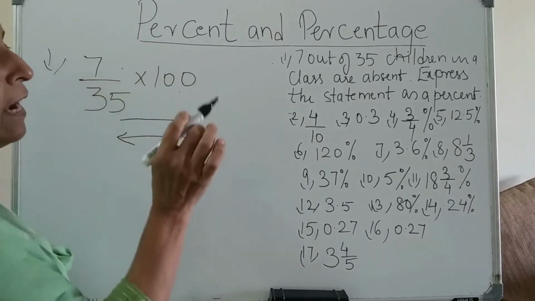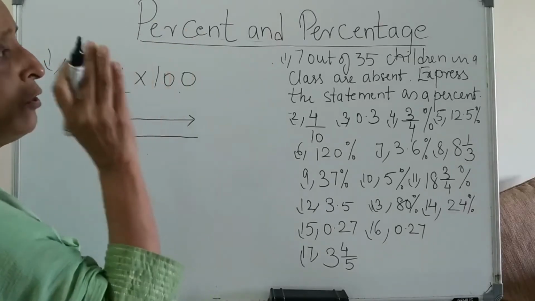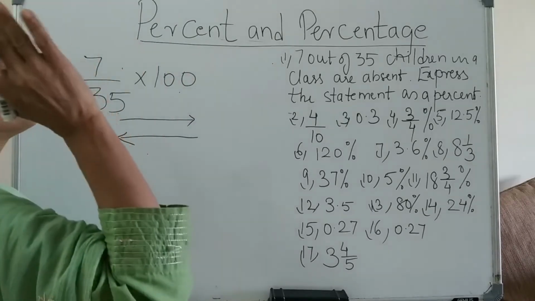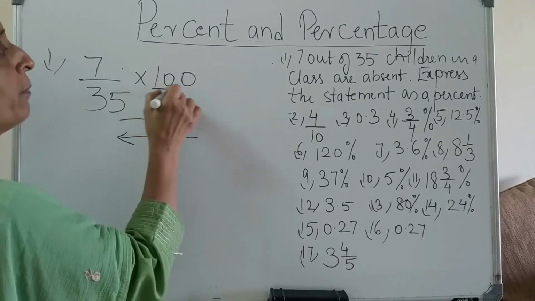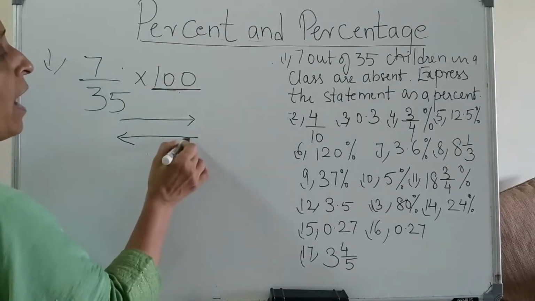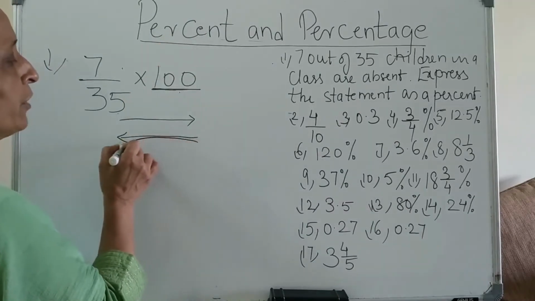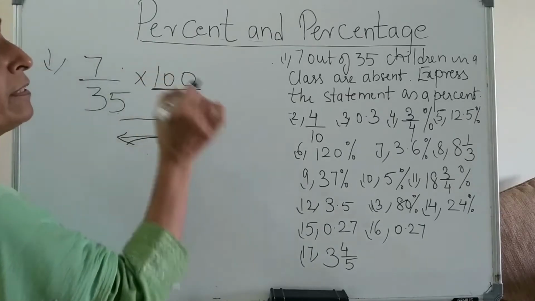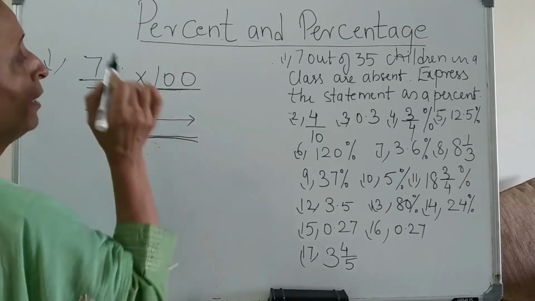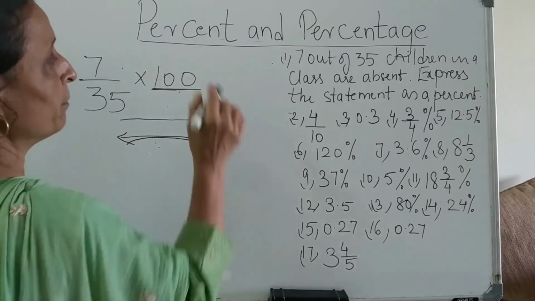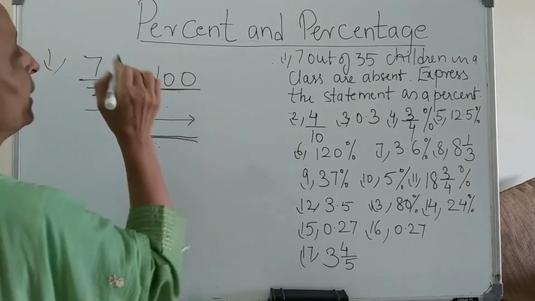Just remember that in the exam, when you are reading a question, if it says make it percentage, find in percentage, then you have to multiply by 100. And when it is decimal or fraction, and it is given in percentage and you have to find the other way, you have to divide. So here you have to find in percentage, so you have to multiply.